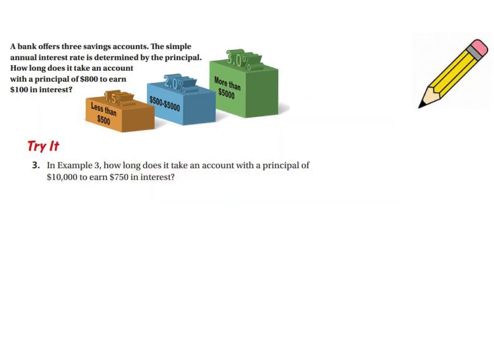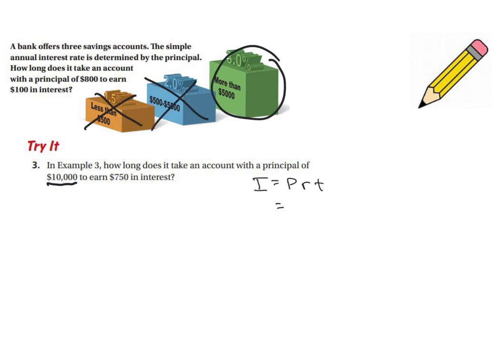Now you try it. In example 3, how long does it take an account with a principal of $10,000 to earn $750 in interest? Push play when you're ready and I'll talk you through the answer. So we use our simple interest equals principal times rate times time. Here we'll notice that we won't have 1.5% interest because we have $10,000 in principal. We won't get 2%, we'll get 3%. So our principal of $10,000 allows us to get a higher interest rate of 3%, so 0.03.